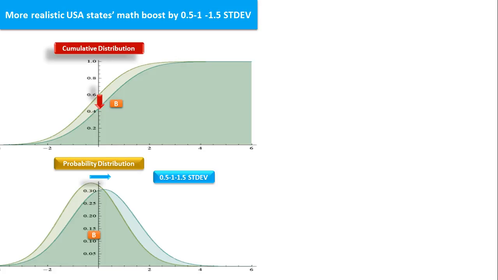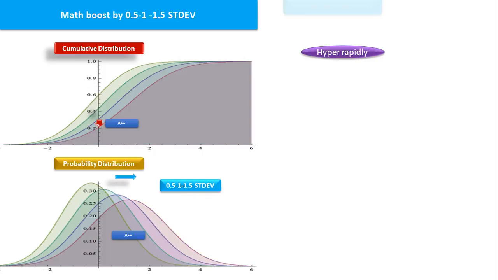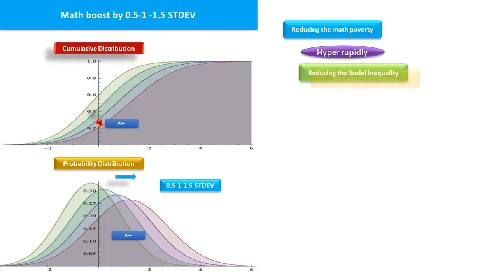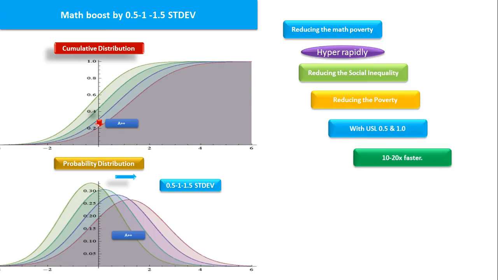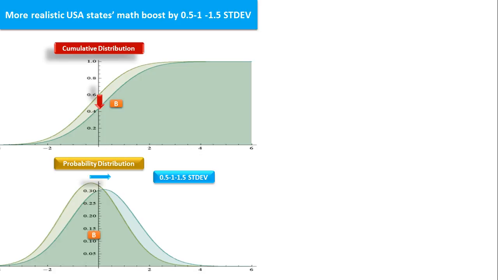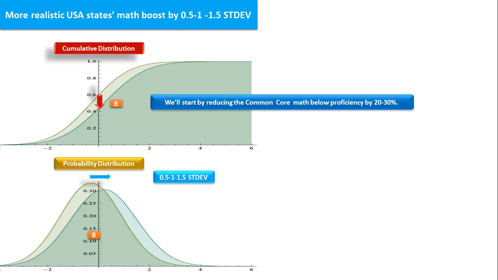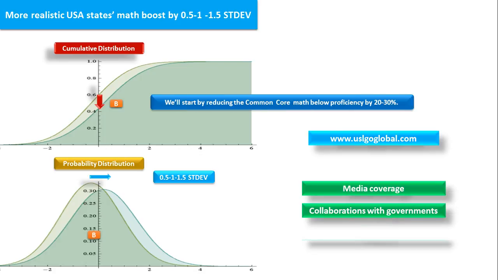Now, cumulative, as you can see, from 60% to 40%, moving up by half a standard deviation, and another half standard deviation, another half standard deviation. This literally means reducing math poverty, implying social inequality and poverty reduction 10 times faster. Initially, we are going to focus on the new Common Core, so we are focusing on reducing the 20 to 30% drastically in just a 2, 3, 4 year time frame. These typically take decades.